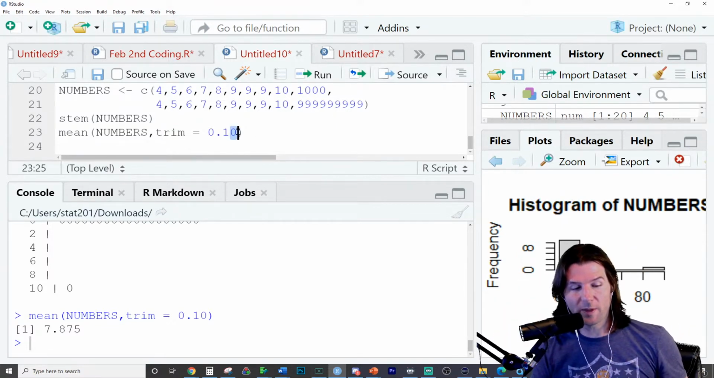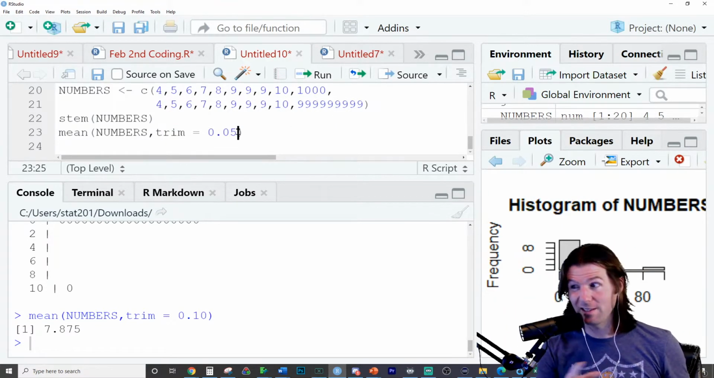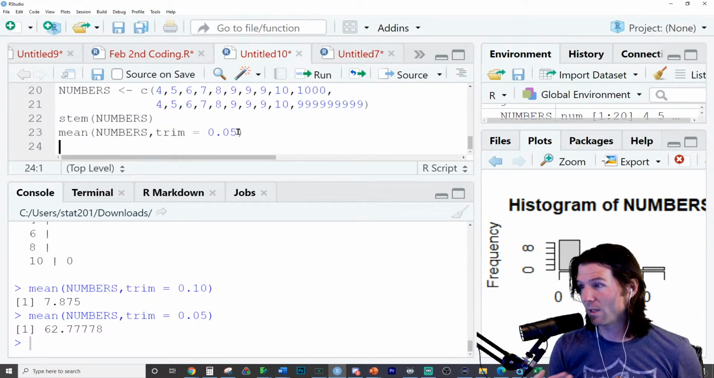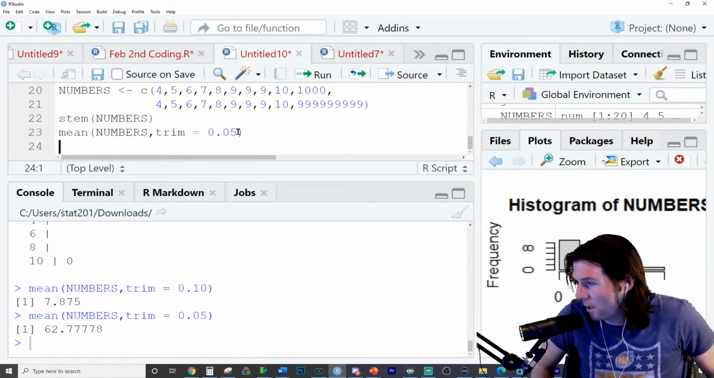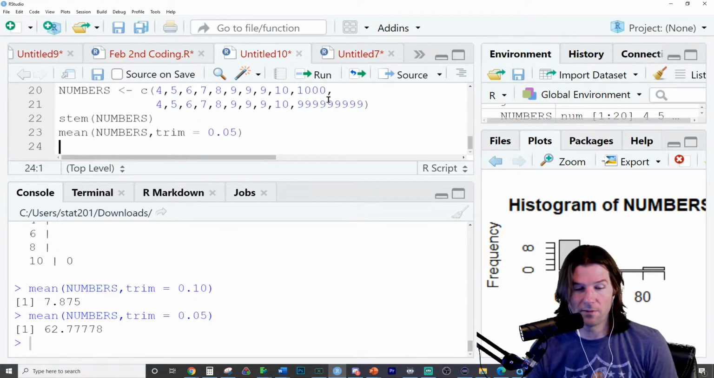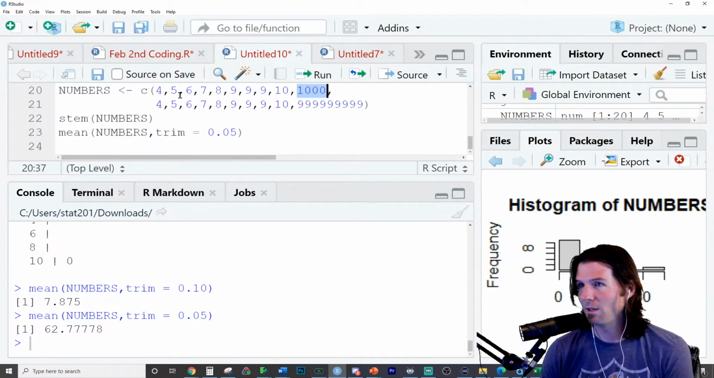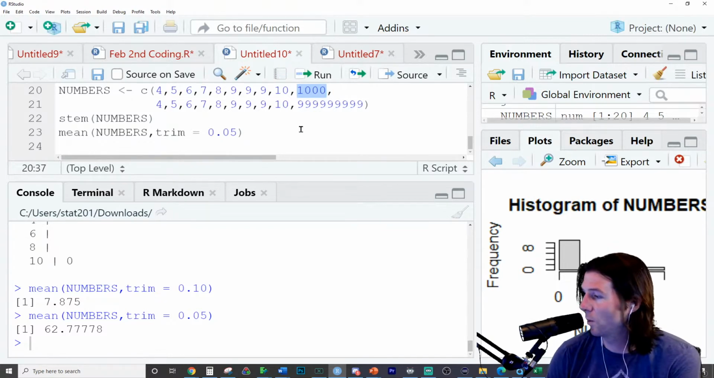We can also confirm this by asking for a 5% trim, and we should still include the 1,000, which is going to greatly inflate the mean, because the 5% trim would not remove this value. And these are basically two data sets, and you're trimming off 1 value from each side, or 1 value total.